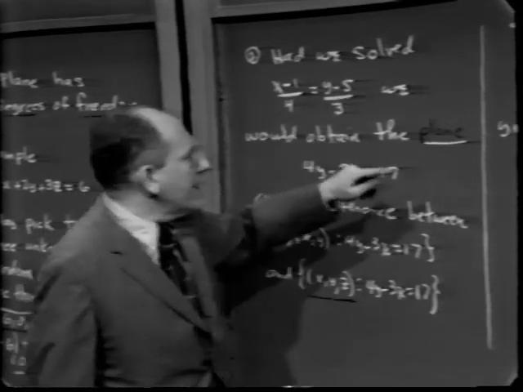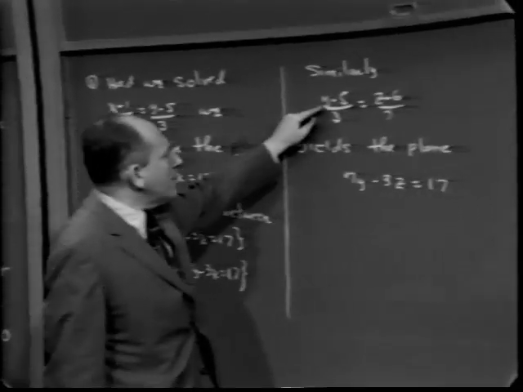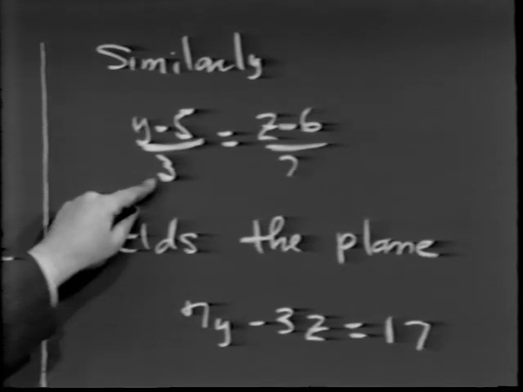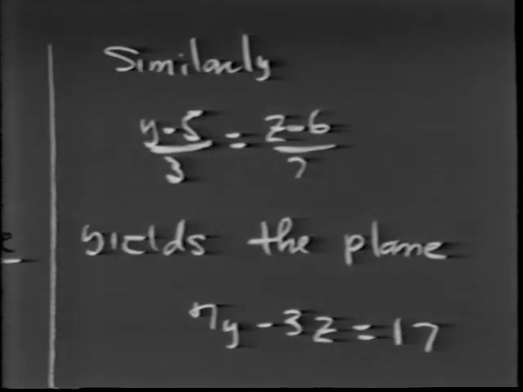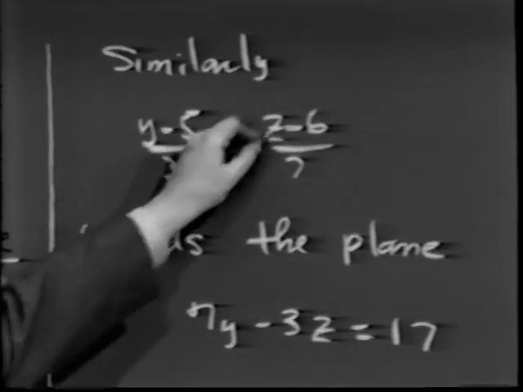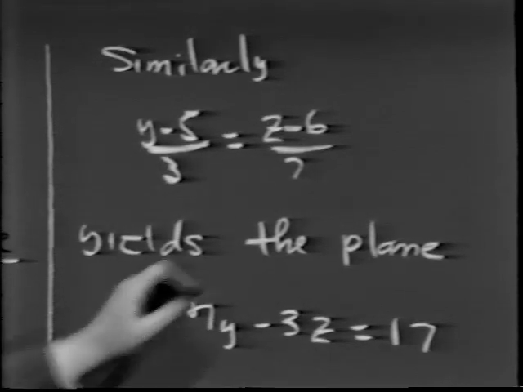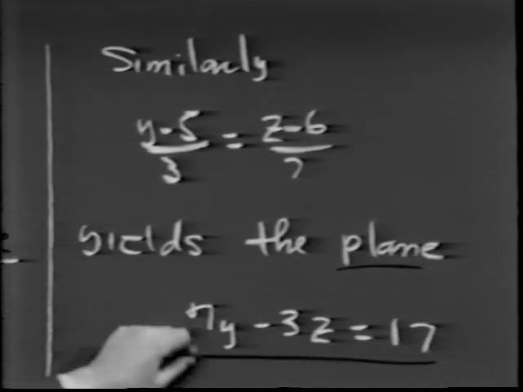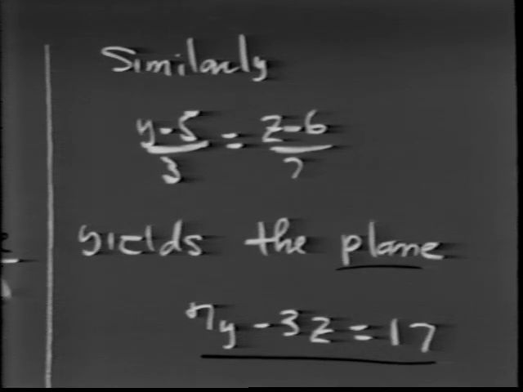Well, anyway, rather than belabor this point, what I'm saying is, in the same way that this equation represents a plane, in a similar way, had we equated (y - 5)/3 with (z - 6)/7, we would have obtained the plane 7y - 3z = 17.